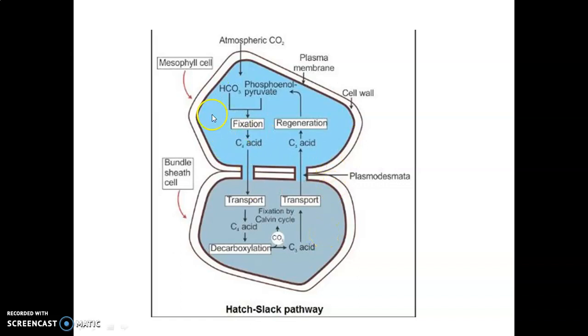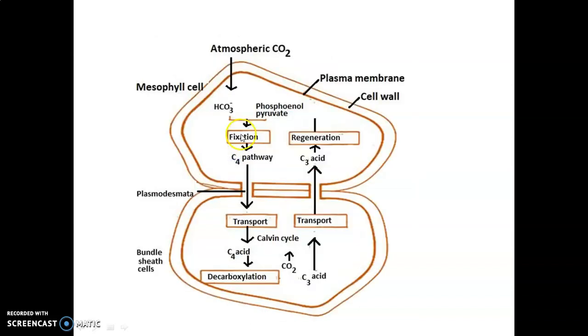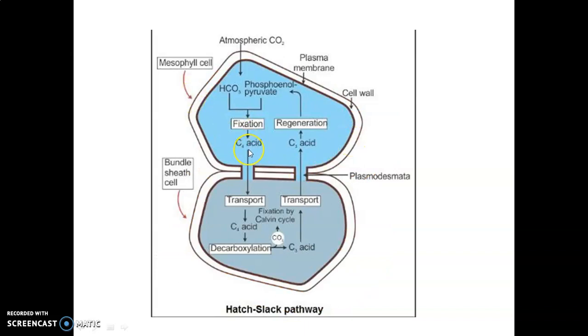So see what is happening in the mesophyll cells. First, carbon dioxide fixation happens, and the first product formed is a C4 acid. That is why it is called the C4 pathway. The primary CO2 acceptor is the 3-carbon molecule PEP, present in the mesophyll cell, and the enzyme responsible for the fixation is PEP carboxylase. The C4 acid formed here is OAA, that is oxaloacetic acid. It then forms other 4-carbon compounds like malic acid or aspartic acid in the mesophyll cell.